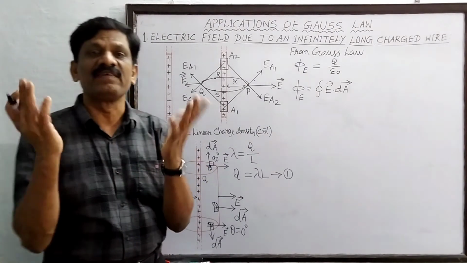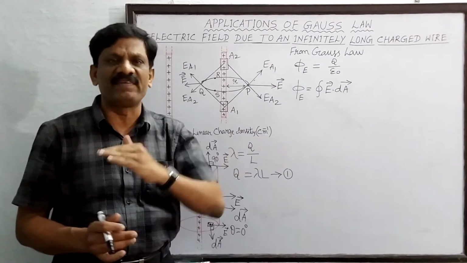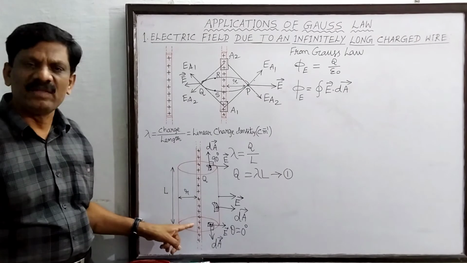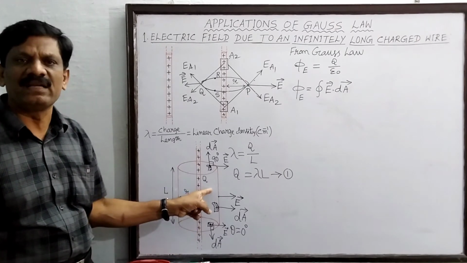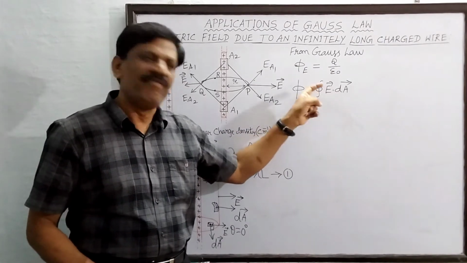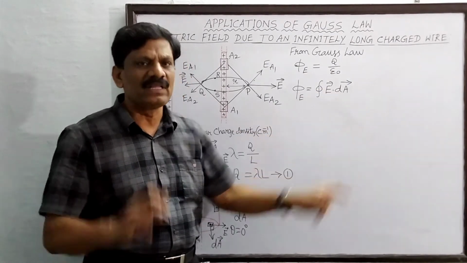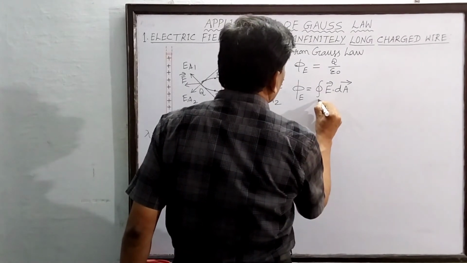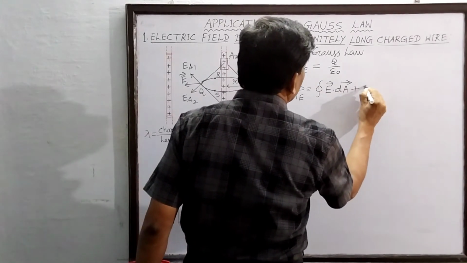The Gaussian surface is a combination of 3 surfaces now. 2 circular, one at the top and other one at the bottom, and one is curved lateral surface. So we have to find this closed integral, that is E dot dA for 3 surfaces. So I will write this as 3 terms.